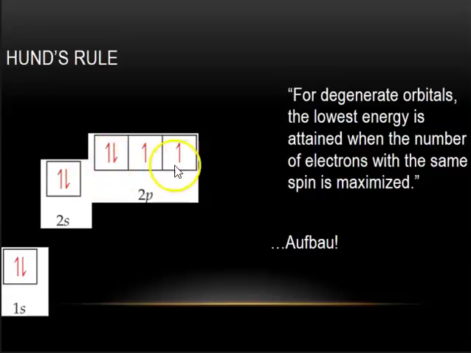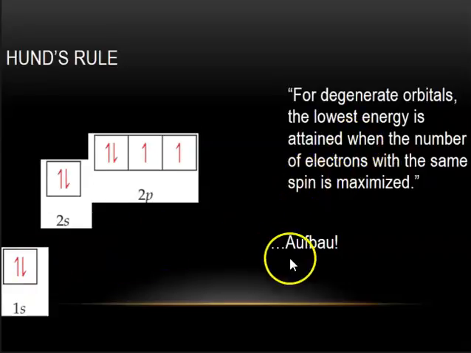So they always go in one at a time. Whenever you hit a degenerate set, they go in one at a time until everything's filled. Then you start pairing them up. That is called Hund's rule. It says for degenerate orbitals, the lowest energy is attained when the number of electrons with the same spin is maximum. That's a confusing statement, but that is the textbook version of it.